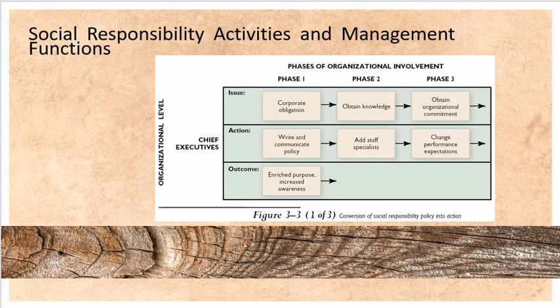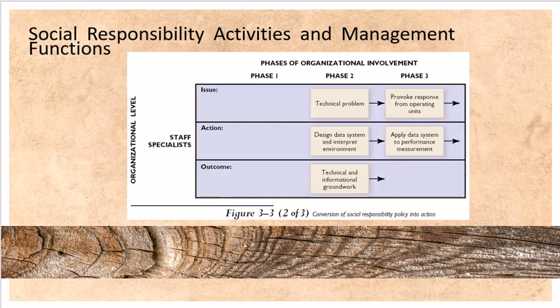So action: write and communicate policy. Sa natin will be add staff specialists, change the performance expectation, and lastly, what will be the outcome? Enrich purposes or increase the awareness. So another, so 3-3 of 3, the conversion of social responsibility into action. So this is based on the phase 2. So yung kanina natin is what we encountered dun sa phase 1, no?